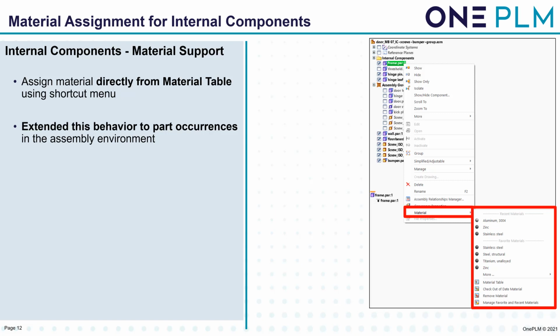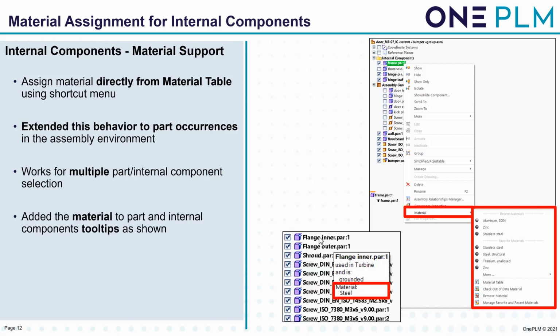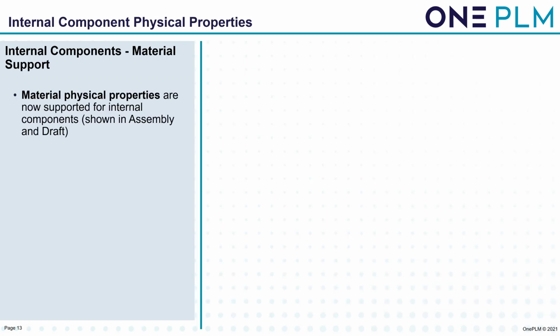Extended this behavior to these part occurrences. Works with multiple part internal component selection. So we can select multiple parts at the same time and apply material to multiple parts at the same time. And then we've got the standard tooltip. So if you hover over it, it's going to show us the same kind of items. So we can see that part has been created in place. It's been grounded automatically, and then we added that material on there.